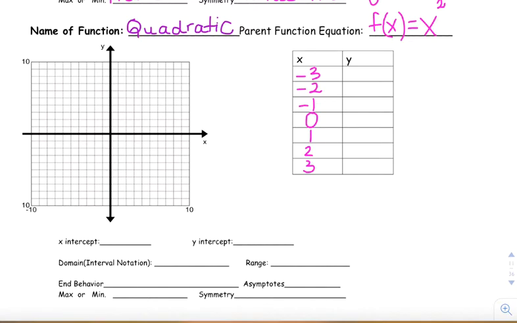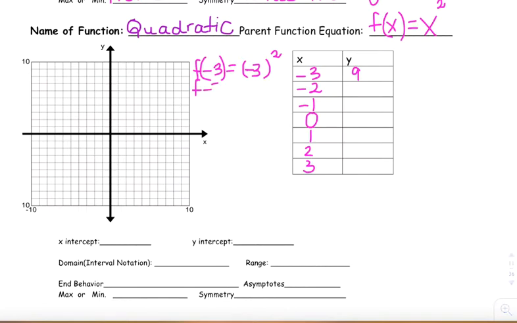Here we go. So what we want to do is f of negative 3. What this means is that we are inputting negative 3 in the place of x. Always use parentheses just to be safe when you are inputting a value. So that's negative 3 squared. Well, that means negative 3 times negative 3, which is then positive 9.